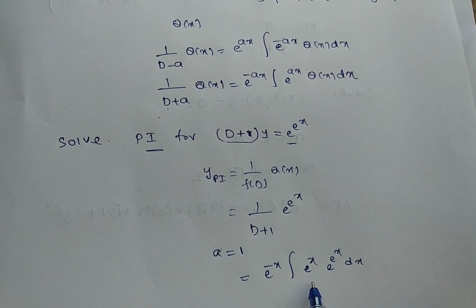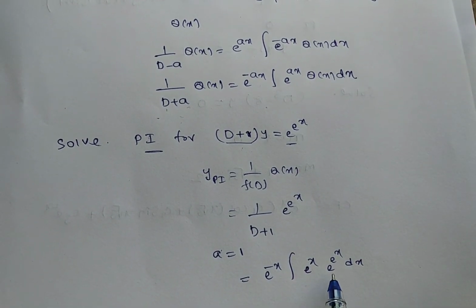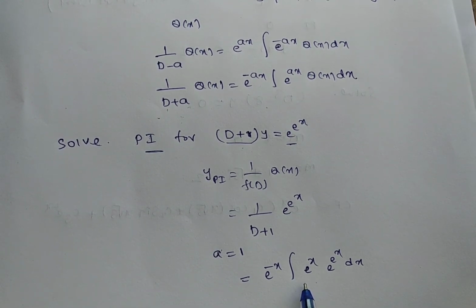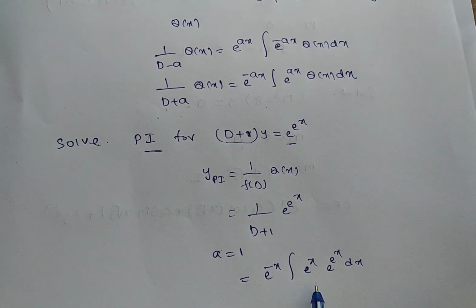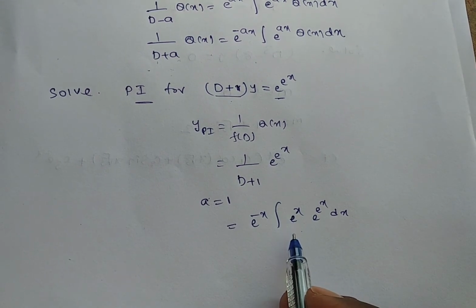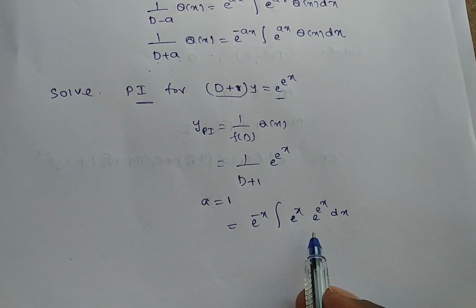You see, e power x is an exponential function, e to the power of e power x is also an exponential function. If you want to integrate a product of two functions using the uv formula, at least one of u or v should be a decreasing function. So here both will never decrease, so the substitution method is better for us.